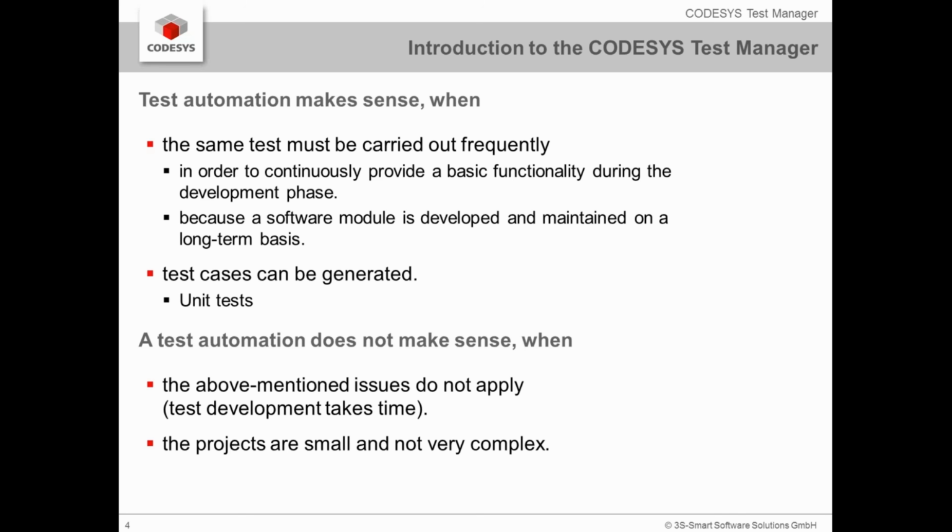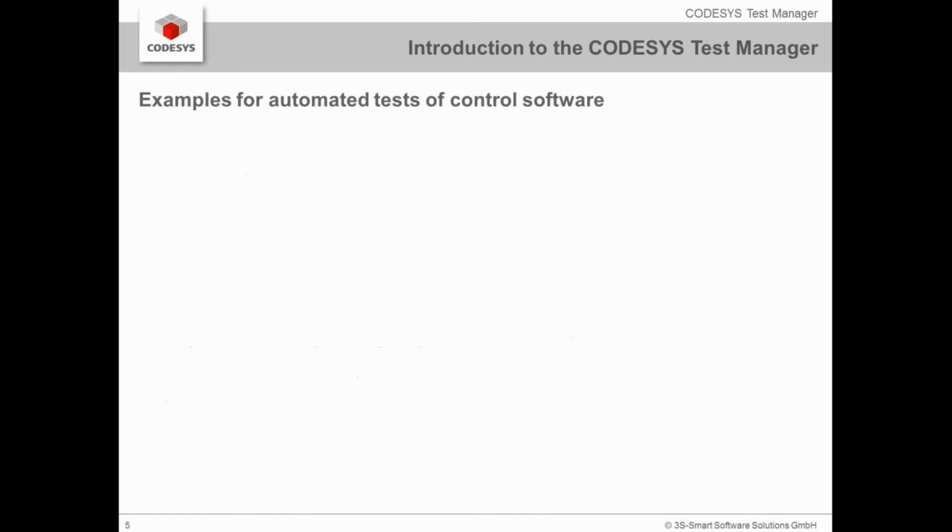So for example, I will show you later on a small example of a garage door program. Of course, I could easily test that manually, and I will show how to do so. But in case I have to do that more often, then it might make sense to prepare a test automation suite or a test script for that task, and then this work is done automatically at any time I want to do it.